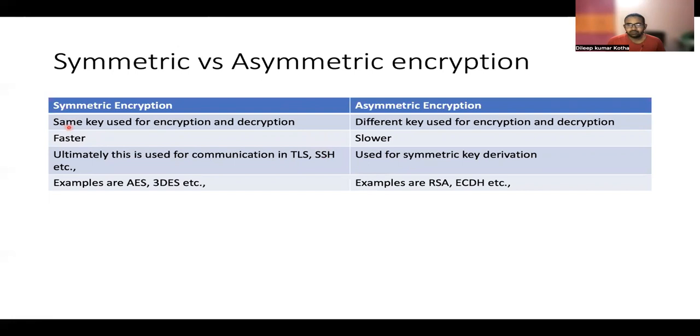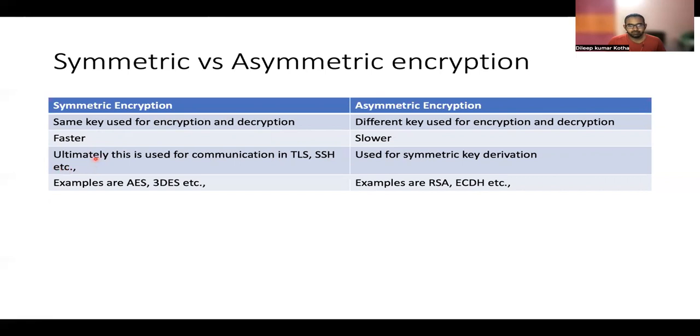These are the key differences between symmetric and asymmetric encryption. In symmetric encryption, we use the same key for both encryption and decryption. In asymmetric encryption, a different key is used for encryption and a different key for decryption. Symmetric encryption is faster. Why, we will see in later videos. Asymmetric encryption is slower.